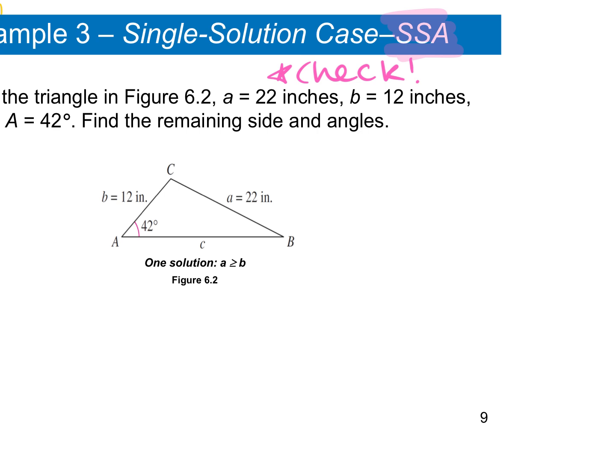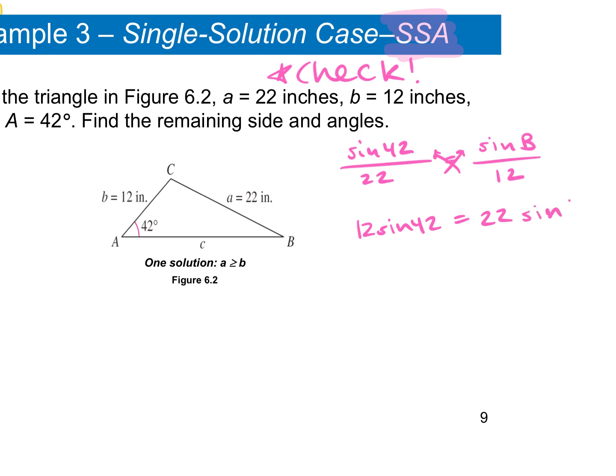What would I do first? Find angle B. Perfect. So let's set up a proportion with what's given, the A's. So we have sine of 42 over 22 is equal to sine of B over 12. Cross multiply and divide. So 12 times sine of 42 is equal to 22 times sine of B. Divide both sides by 22.